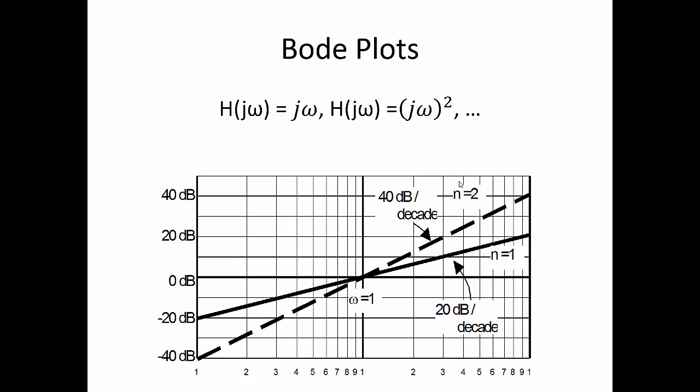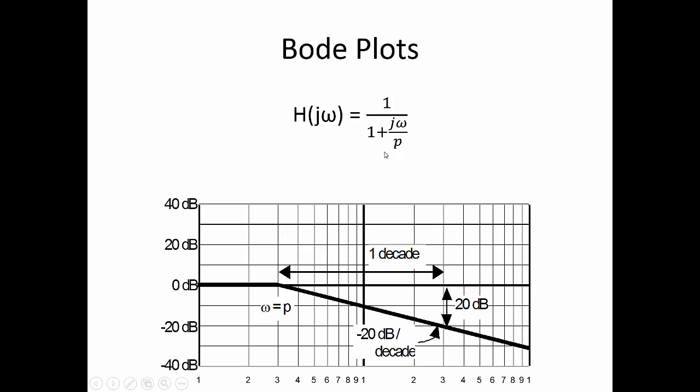What does it mean to be 20 dB per decade? We talked about decades, going from 1 to 10 is 1 decade. So in that 1 decade, we want to go up 20 dB. And then we draw a straight line. If we were to go backwards 1 decade, we go down 20 dB.